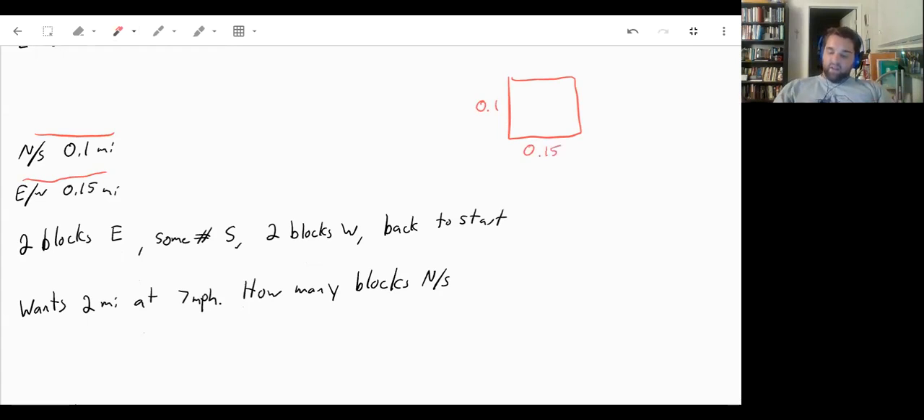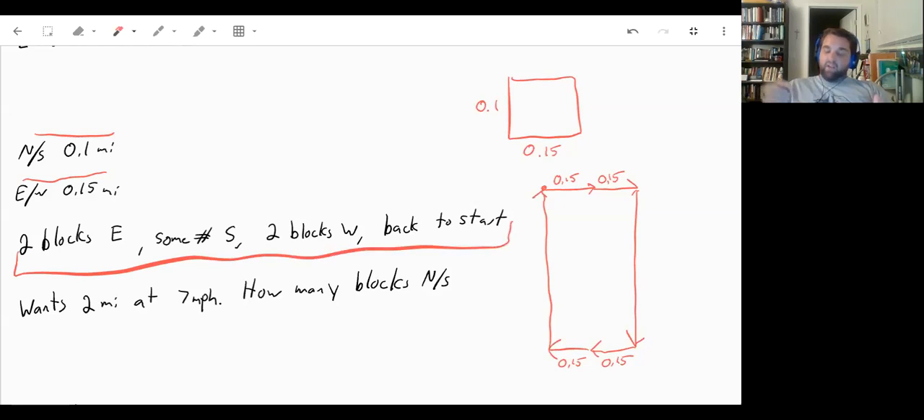We go 2 blocks east, so if I do a quick drawing, we're going to start here, we'll go 1 block east, 2 blocks east, and then we go some unknown distance south. What I'll do also is label these as 0.15 and 0.15, so that we know that there's that amount. Then we go the 2 long blocks back west, so we have 0.15 and 0.15, and then we go back north, and that will bring us right to where we started. That takes all of this information, and to me it helps sort it out by drawing a picture.